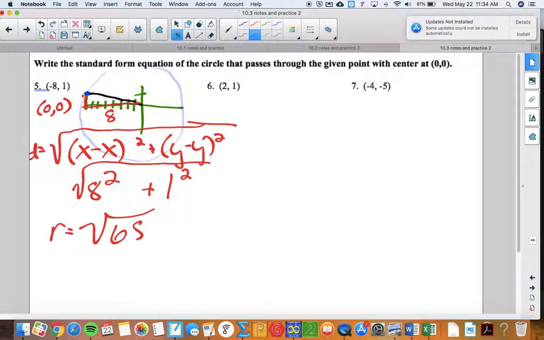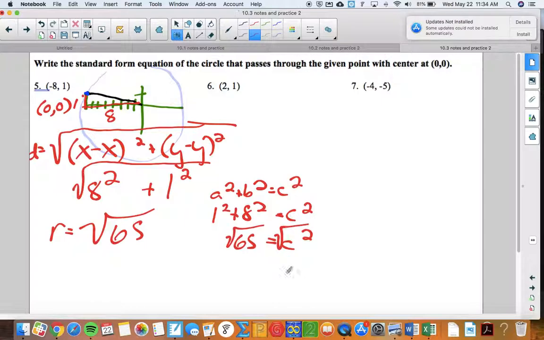Really, you're doing the Pythagorean theorem. Your A is 1, your B is 8, and then your C is the answer, but we need to square root. I'll just show you real quick. A squared plus B squared equals C squared. We have 1 and 8 squared equals C squared. So C squared equals 65. And then to get C by itself, the length of the hypotenuse, we have to square root. So we get the square root of 65. I don't care how you do it, as long as you show me a little bit of work of what you're doing.